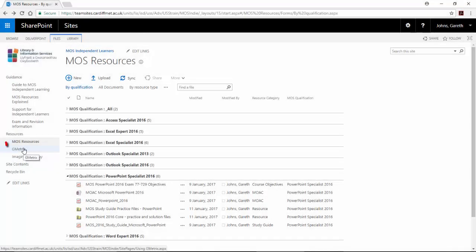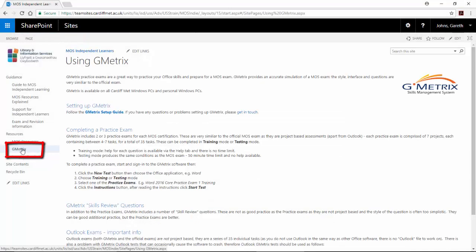In addition, you can complete a Gmetrics practice exam in testing mode. This will give you an overall score and break down that score by the objective domains for that qualification. The areas you score lowest on are likely to be the skills you need to work on.